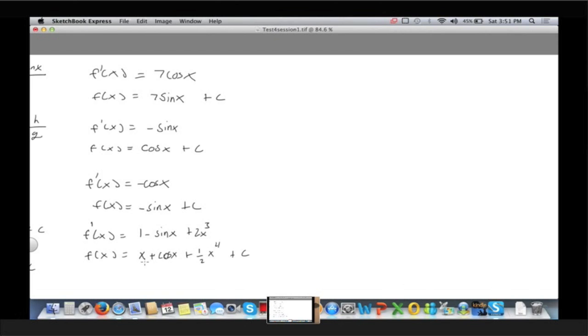So the derivative of x is 1. Derivative of cosine is negative sine of x. This, we use our rule. Well, to take the derivative, 4 over 2 is 2. 4 minus 1 is 3. 2x cubed plus c. Okay, cool.